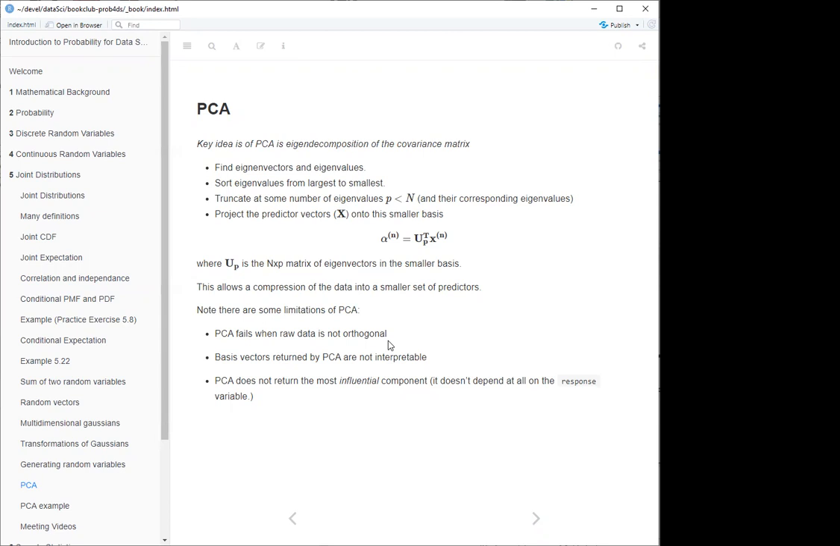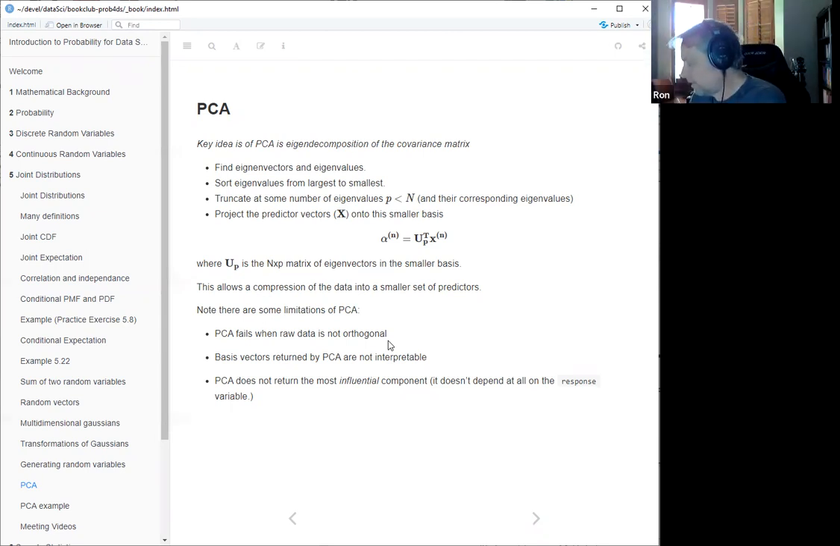Yeah, because I was wondering, he says PCA fails when raw data is not orthogonal, but orthogonalizing something is quite easy, right? So why would that be a problem? Yeah, I think he just means to say that the raw data is not correlated to some degree. We don't have to be 100% correlated, but if it's completely uncorrelated, PCA is not going to really give you anything useful.